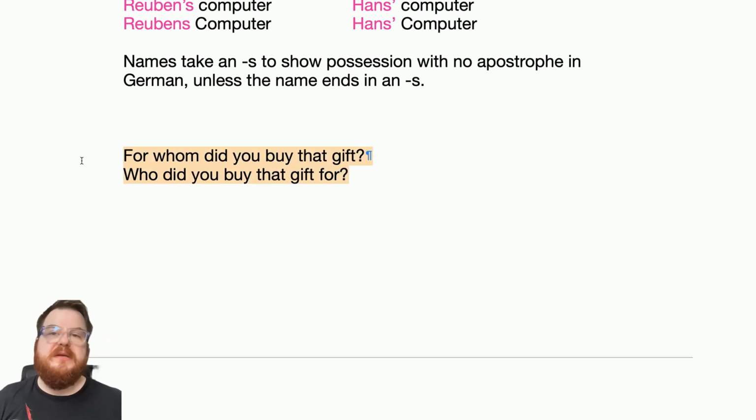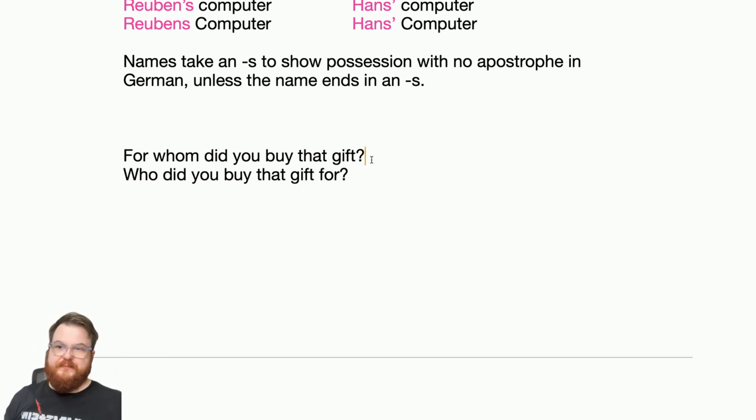Both of them mean exactly the same thing. The meaning is exactly the same. The grammar is correct in both of them, arguably. So let me read them. For whom did you buy that gift? Who did you buy that gift for?